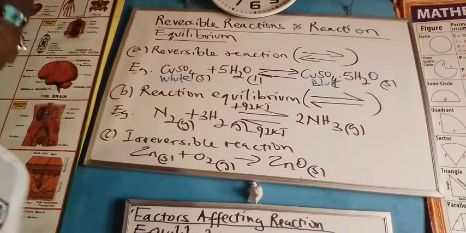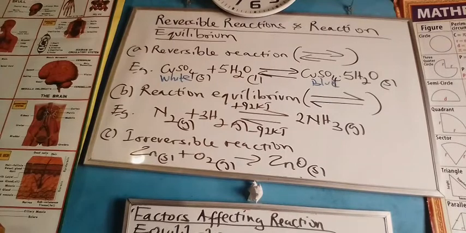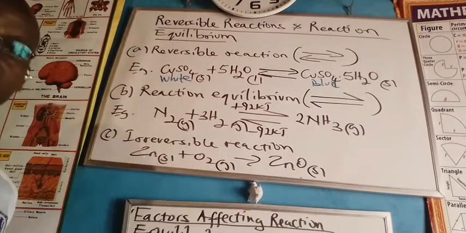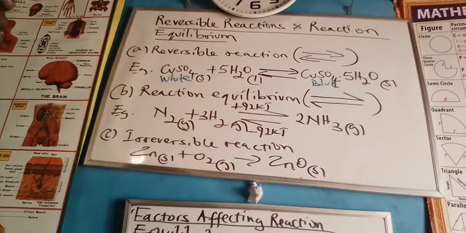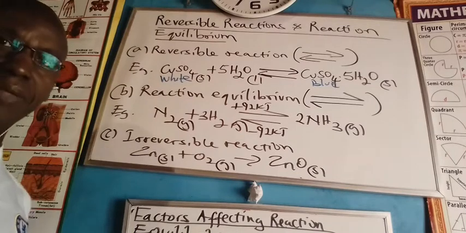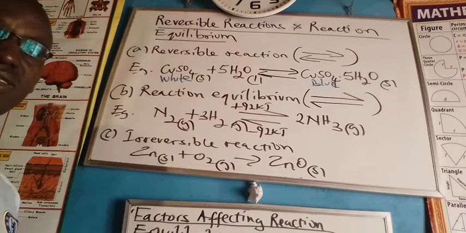The reaction happens to be reversible, which means once hydrated copper(II) sulfate is formed, when left in the open or exposed to air, it will decompose gradually back into the white anhydrous copper(II) sulfate and the 5 molecules of water. And that is a reversible reaction process.